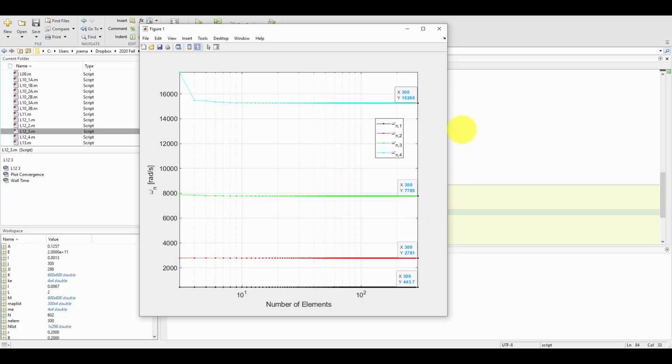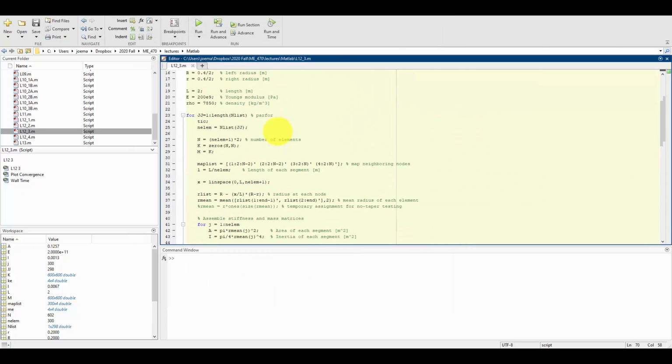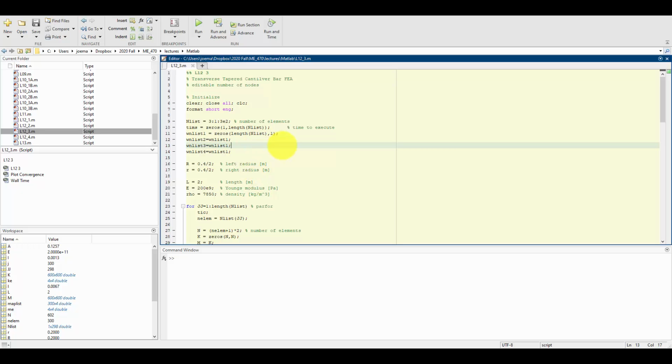Now, to get another estimate as to around what the natural frequencies could be, I'm going to make everything the smaller radius. So the left and the right, no taper in the beam, it's all the smaller radius, the smaller diameter.